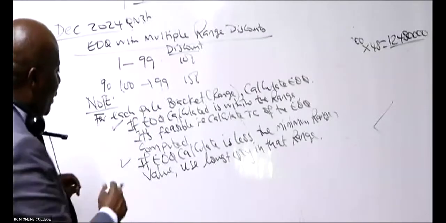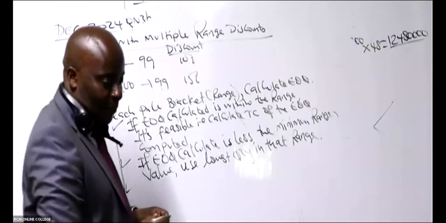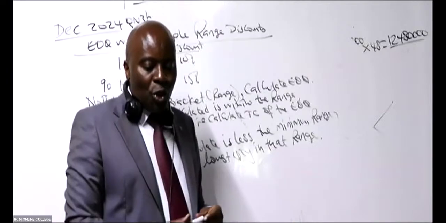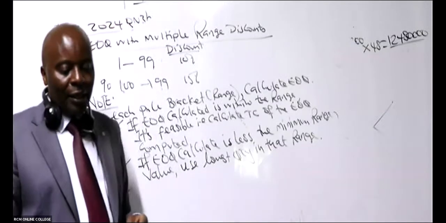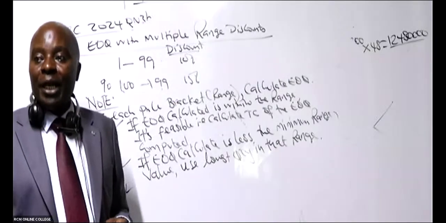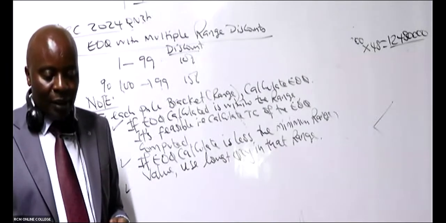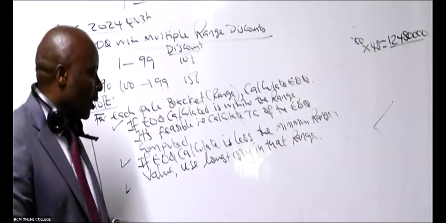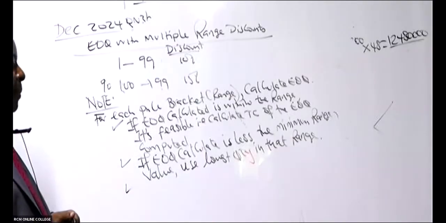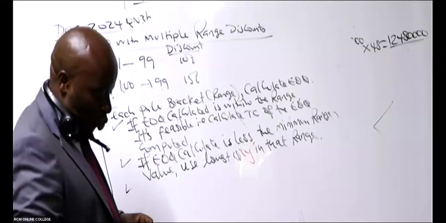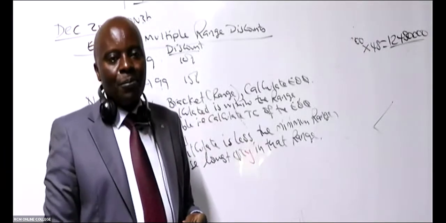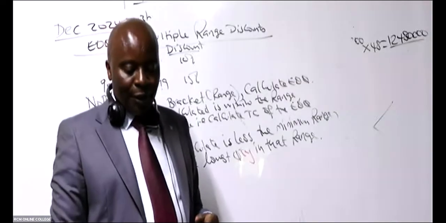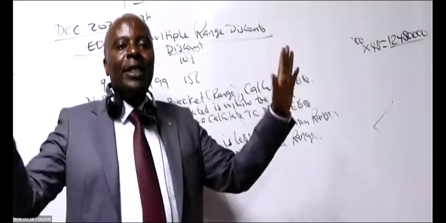The last one, the third: if the EOQ computed is bigger than the maximum range value, ignore it.